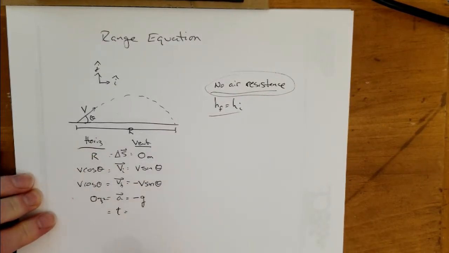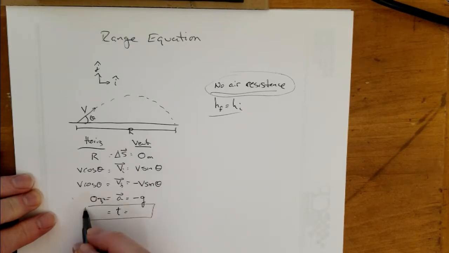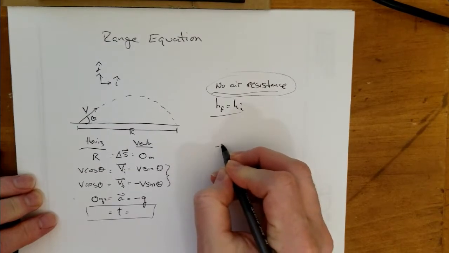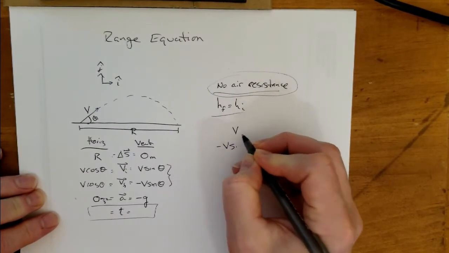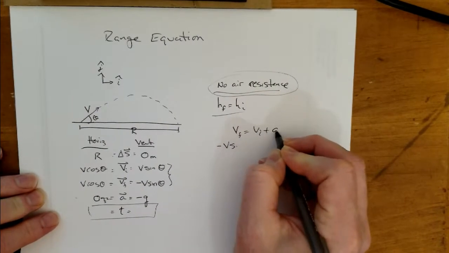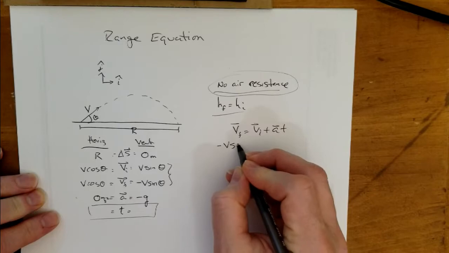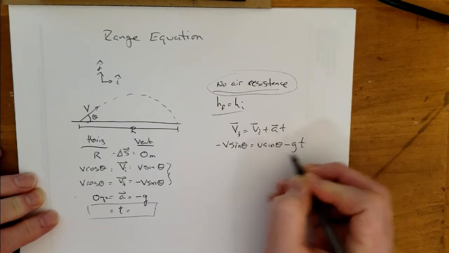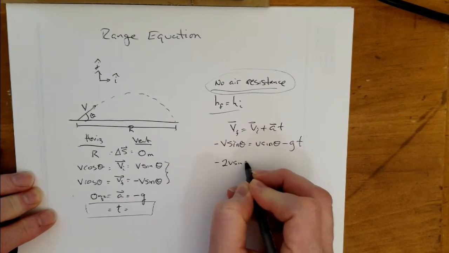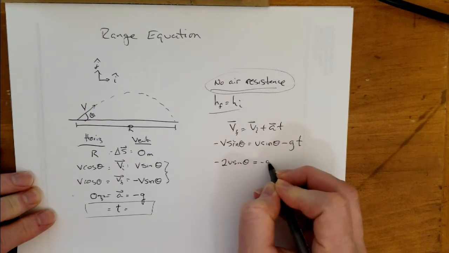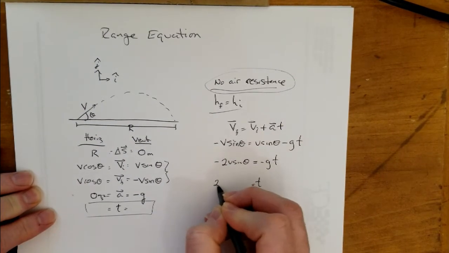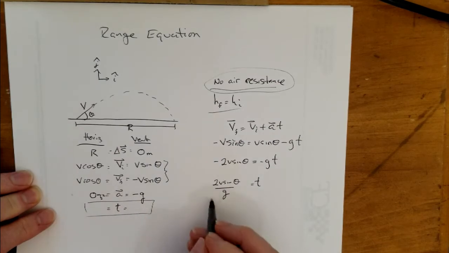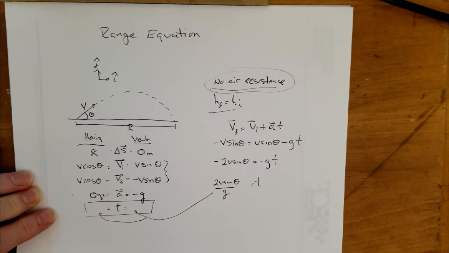But what I want to do is find r. So first thing, we need to figure out what is the time in the air. And exploiting this right here, let's start out with the formula. We have Vf equals Vi plus At. So negative v sine theta equals v sine theta minus gt. So negative 2v sine theta equals negative gt. And the time becomes 2v sine theta over g. So now we know the time for both of them, because again, horizontal and vertical time are the same.